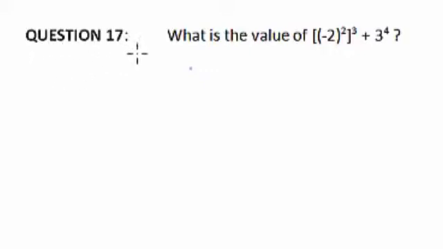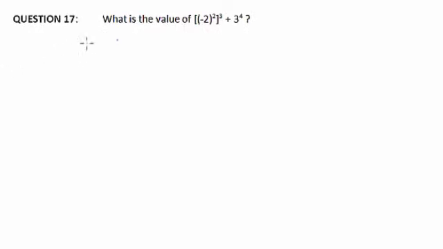All right, question 17 says, what is the value of negative 2 squared to the third power plus 3 to the fourth power? Okay. Crazy problem, but let's have fun with exponents. So in this problem, we see two things. We see this part, which says take everything within these brackets to the third power, which is negative 2 squared, plus 3 to the fourth power. I don't know about you guys, but I think this one looks a lot easier, so let's start with that one.